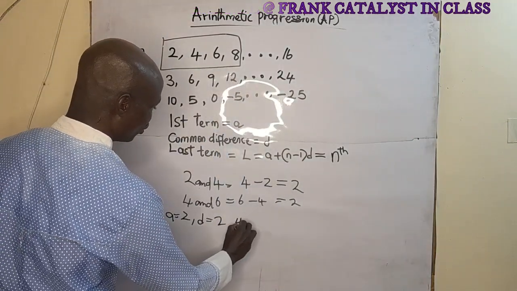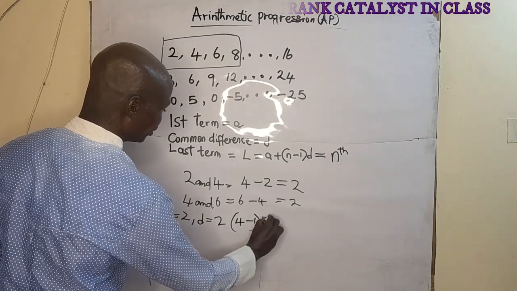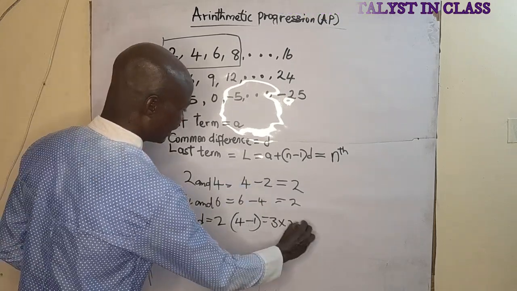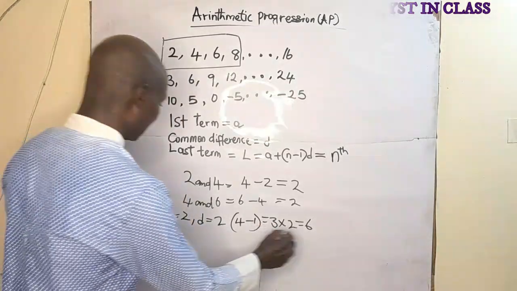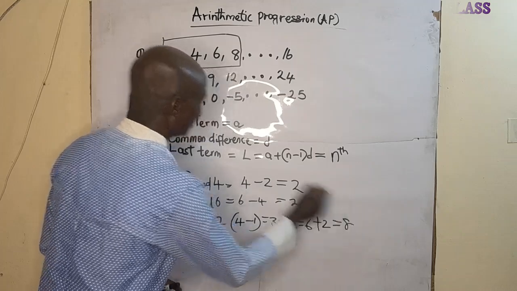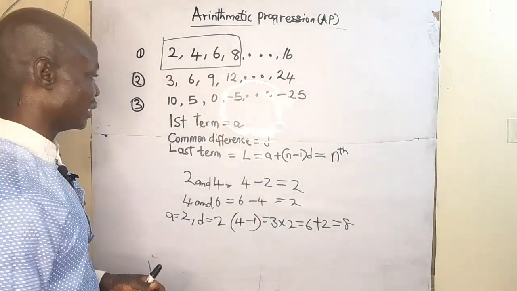So that means 4 minus 1, and that gives me what? 3. Then multiply by the common difference, which is 2, and that gives me 6. And then 6 plus 2 will give me 8. And that's how we got this.